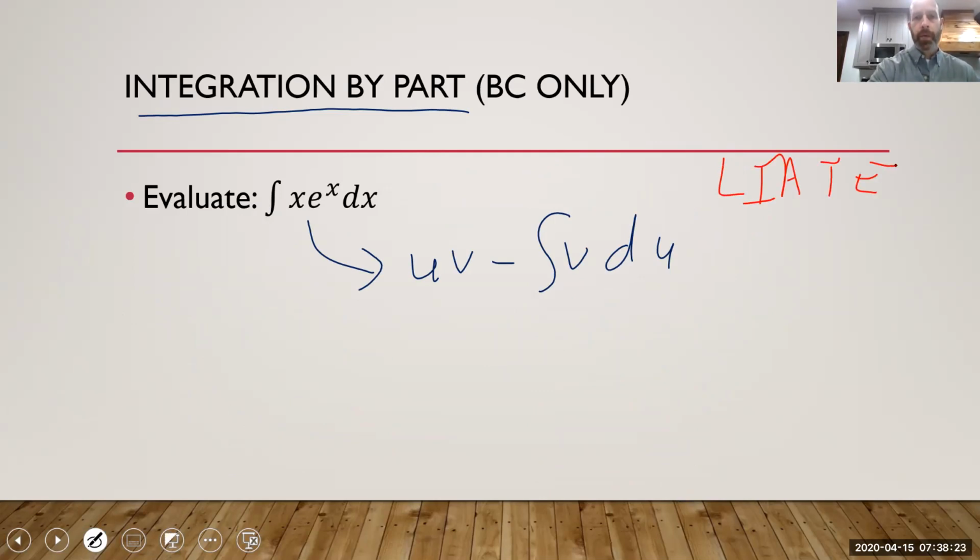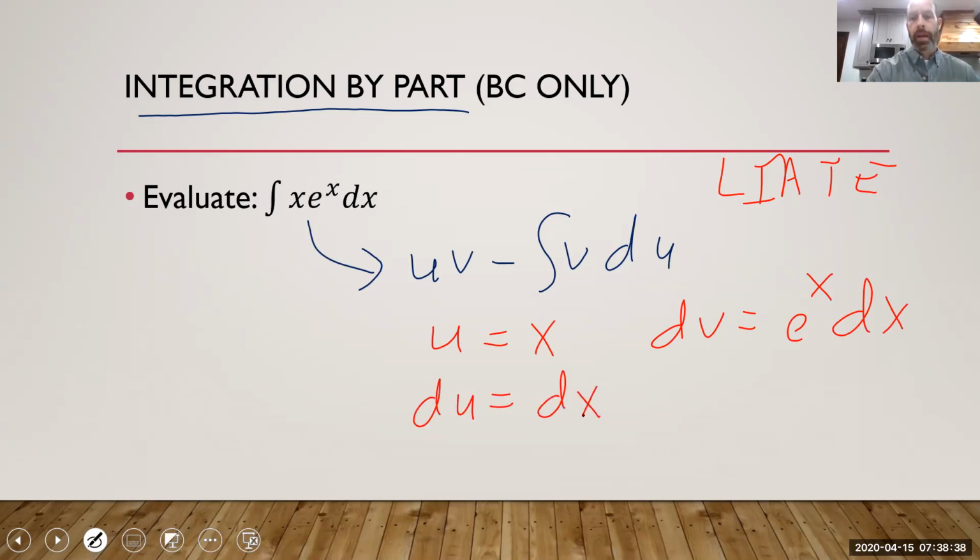And so in this case, we're going to let u be the x term, and then dv is going to be the e to the x dx. And of course, then du is just going to be dx. And v, what would be the integral of e to the x dx? Well, that'd be e to the x.